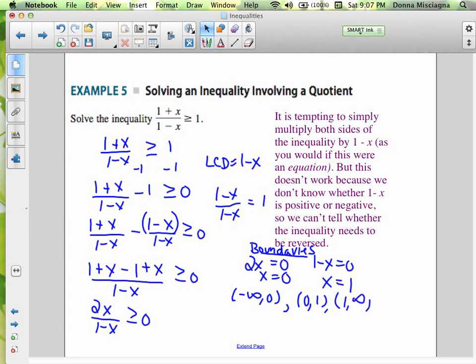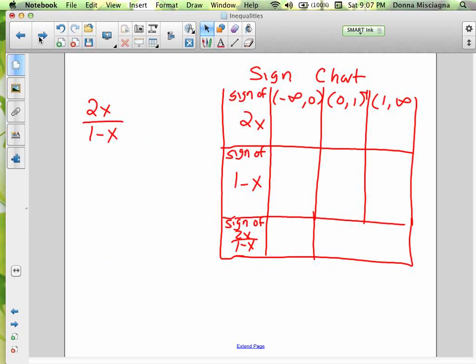I put a sign chart on the next page because I knew I was going to run out of room here, so that we can check a value from each of those intervals in our factors. Then we can determine whether each factor, and our factors are 2x and 1 minus x, is positive or negative, and whether the quotient is positive or negative. When we're doing our checking, we're not going to go back to the original. We're going to go back to our nice simplified one, where we're just dealing with positive and negative. That's how we're going to solve all of these nonlinear inequalities.